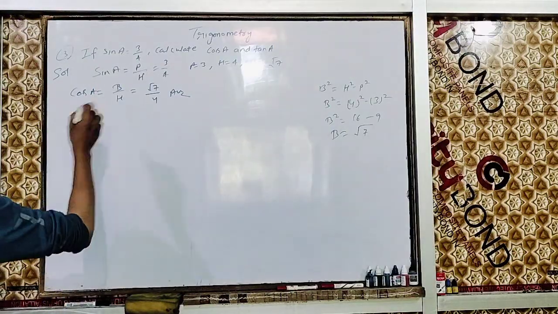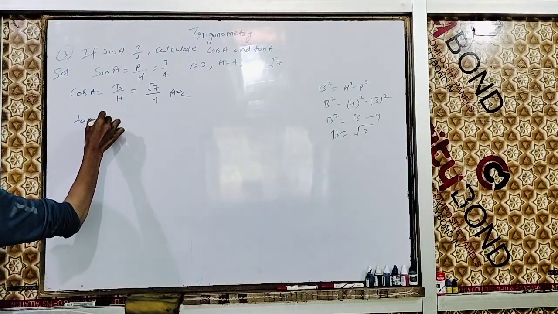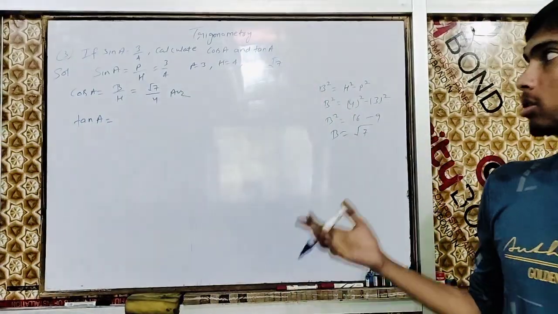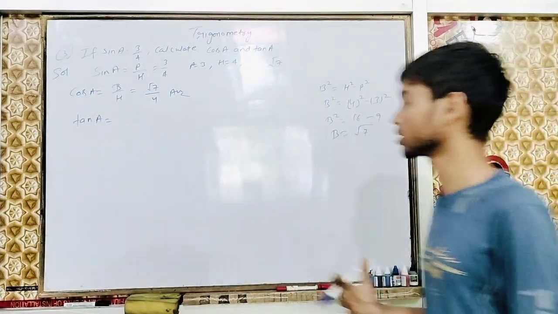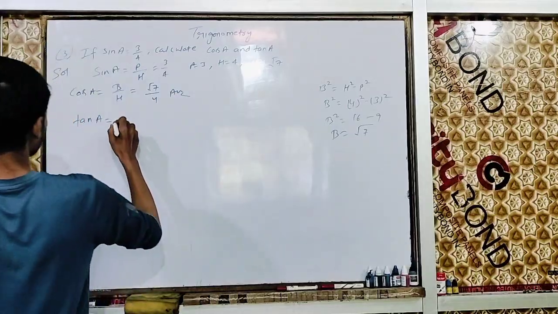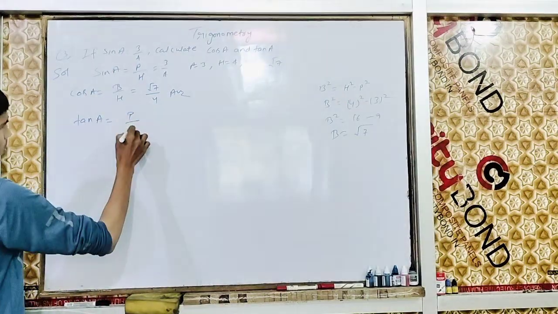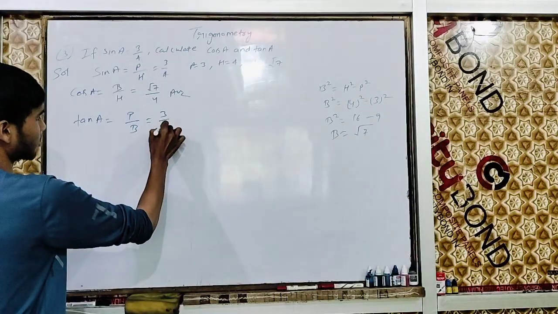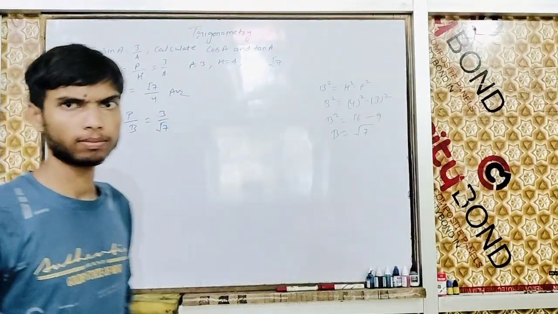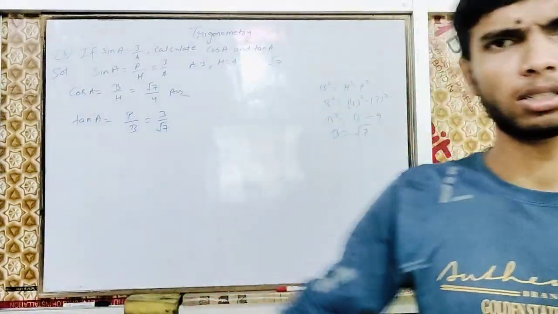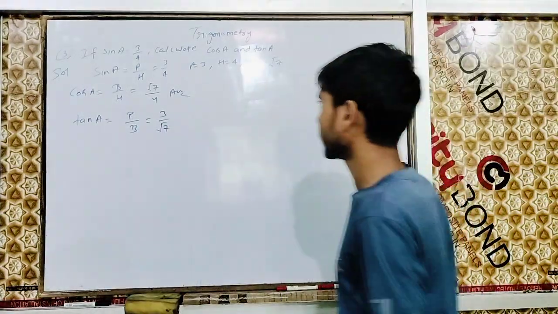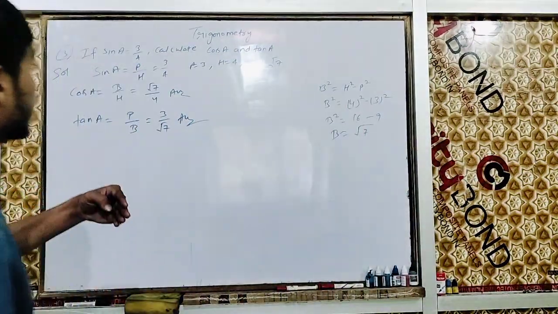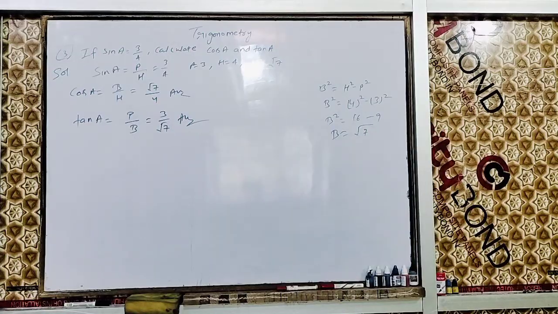Next, let's take tan A. Here we have to find the ratio of tan A, which is nothing but perpendicular upon base. Perpendicular is given, which is 3, and base is root of 7. It can be simplified further, it's your choice. So finally, we have done this question.